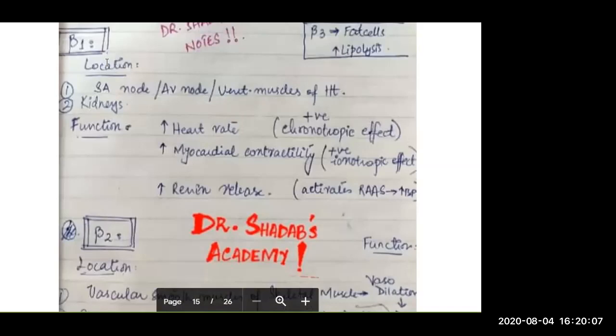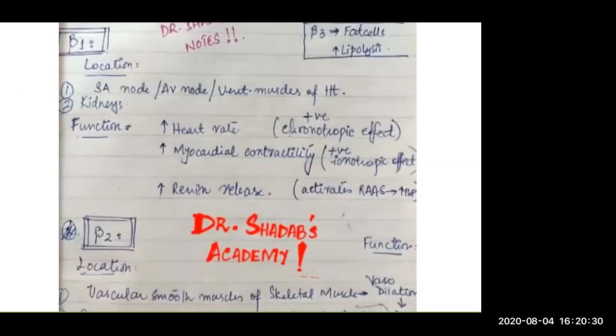So what is the function of beta 1? The overall function of beta 1 on kidney and on heart is stimulatory. You see these up arrows, so it will increase the heart rate, it will increase the myocardial contractility. Also, it will increase the renin release in the kidney.